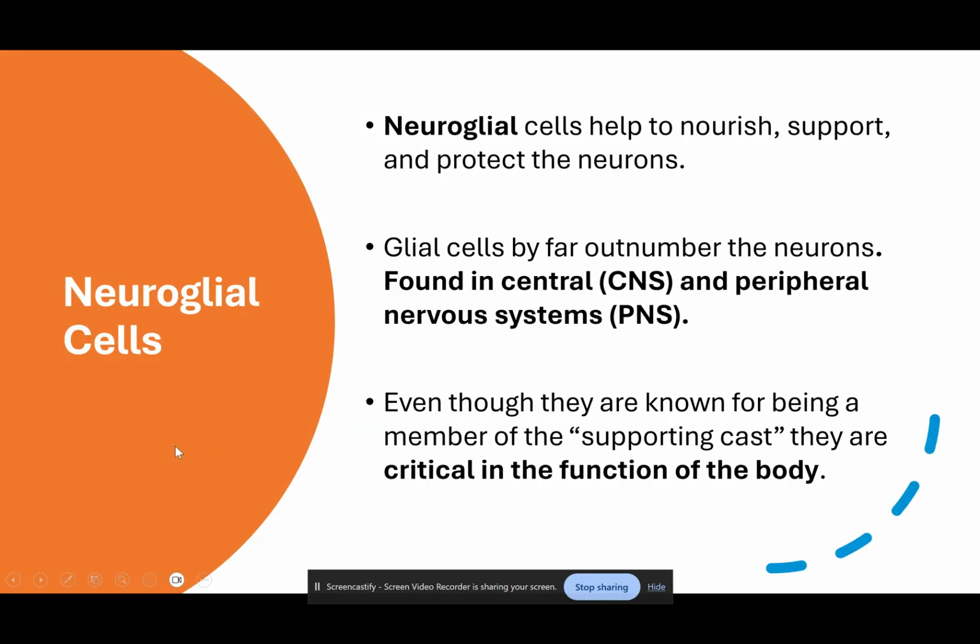Secondly, one of the most important cells, and personally my favorite, are the neuroglial cells. These cells help to nourish, support, and protect the neurons. The glial cells by far outnumber the neurons, and they're found in the central nervous system as well as the peripheral nervous system. But one of the things that we have to understand about these glial cells is that even though they are usually described as the cells of the supporting cast, they're very critical to the functions of the body when it comes to the nervous system.